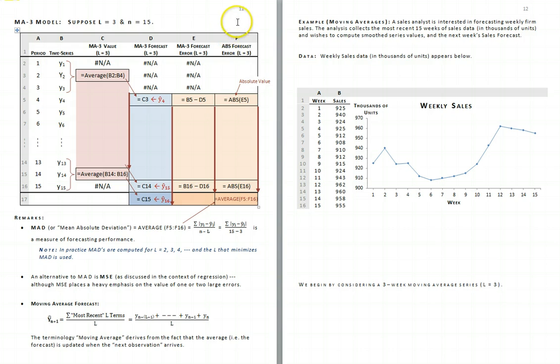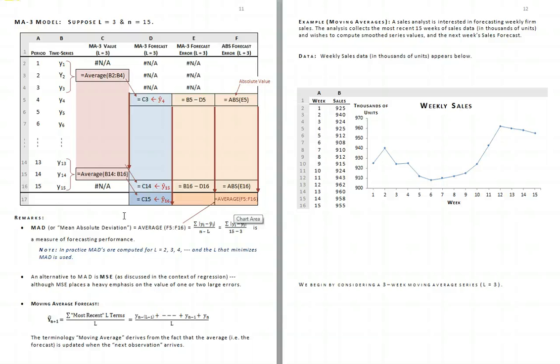Column F contains the magnitudes or absolute values of all the MA3 forecast errors, where the forecast errors appear in column E. The magnitude of these errors are obtained using Excel's absolute value function. When the column F entries are averaged, the MAD, or mean absolute deviation, measure of forecasting performance is obtained.